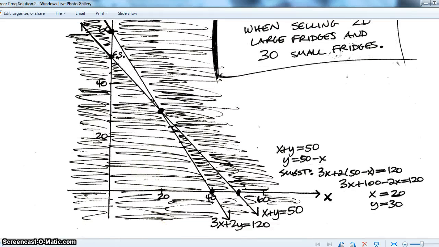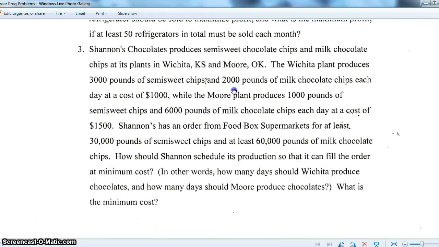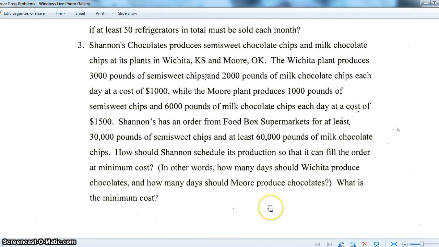And the last problem, this is the only problem that had an unbounded feasible set. Making chocolates, you got 2 plants. The main thing that I hope was clear here is it's the number of days that each one of them is going to be producing, and one of them can produce a certain number of days, the other one could produce a different number. It's not like they had to produce the same number of days, although that turned out to be the case. So I'll give you a second to pause it and read through the problem if you need to.